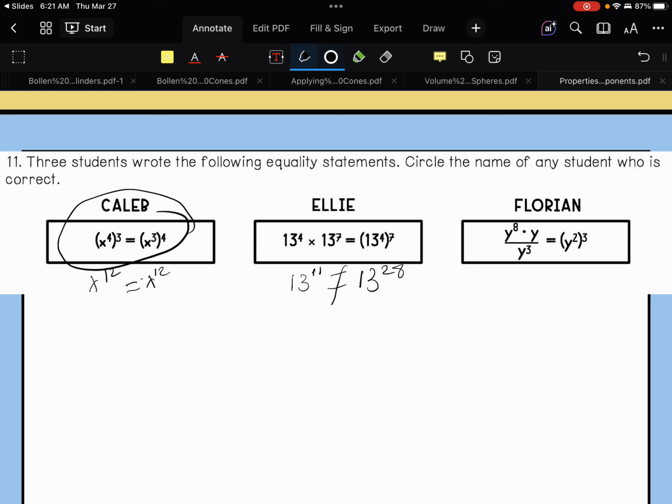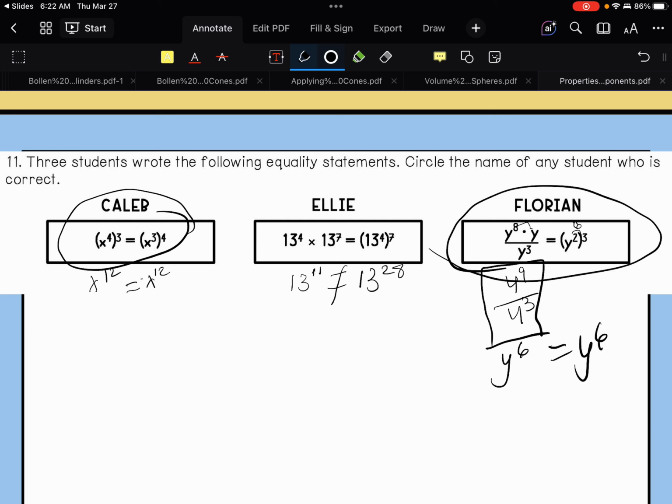Then we have over here, let's see if we can simplify this, would be y to the 9th over y to the 3rd, which simplifies to y to the 6th power, right? And then we have equals y to the 2nd to the 3rd power. So you multiply those and you get 6. So it does equal y to the 6th. So there you go.